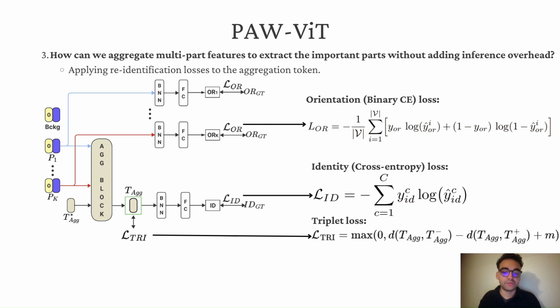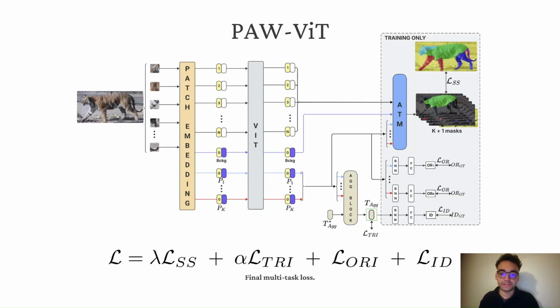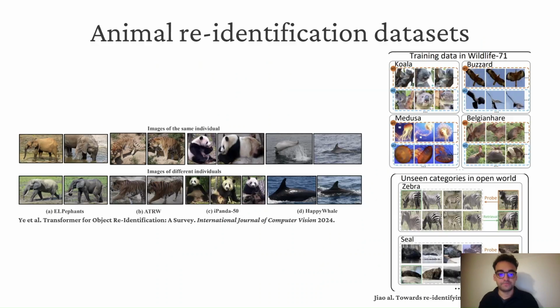The part tokens are supervised by an orientation loss, which is a binary cross entropy, and the aggregation token is supervised by re-identification losses, mainly the cross entropy loss and the triplet loss. This is our final architecture. Notice that everything inside the gray box is only used for training, and at inference, the aggregation token is the only token used, and down below is our final multitask loss.